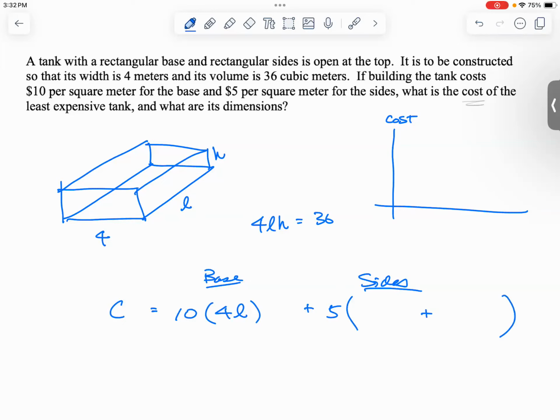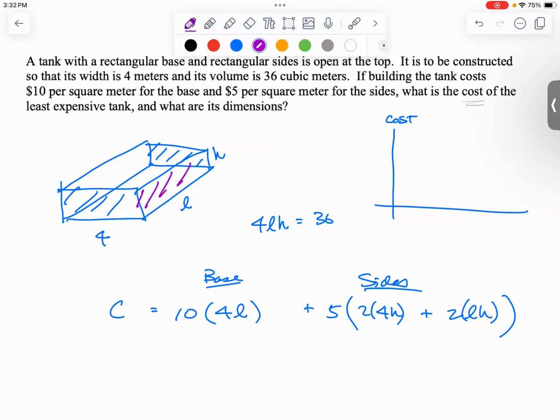And we have 2 sets of sides. We have 4 times H, 2 of them. Okay, this side and that side. And we also have L times H, 2 of them. There will be this side and that side, right?